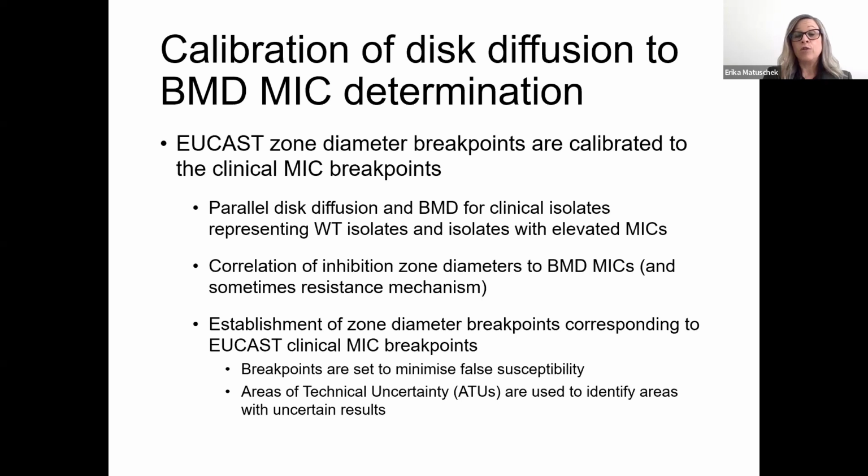And we have a few principles. One is that the zone diameter breakpoints are set to minimize false susceptibility. We want the isolates that are tested as resistant with broth microdilution to also be reported as resistant with disk diffusion. But we know that we sometimes do not have a perfect separation between the different populations. And we sometimes have areas with uncertain results where there is an overlap between susceptible and resistant isolates. And there we can establish an area of technical uncertainty, an ATU.